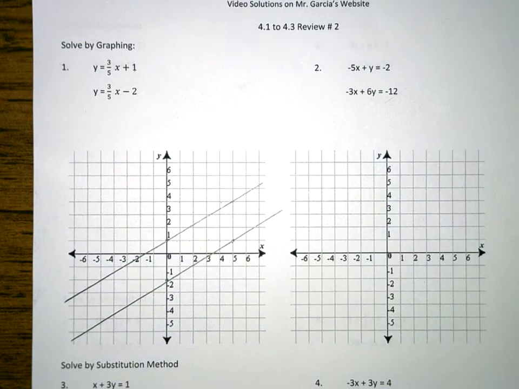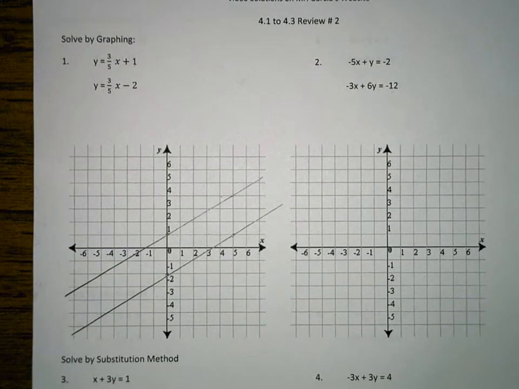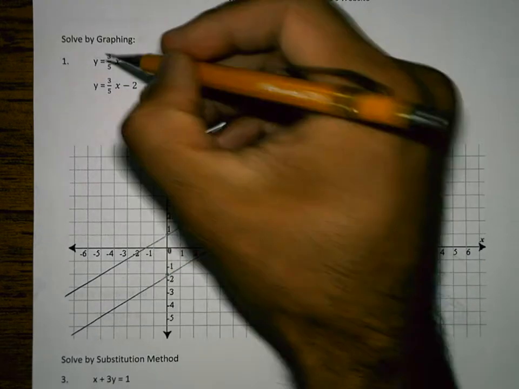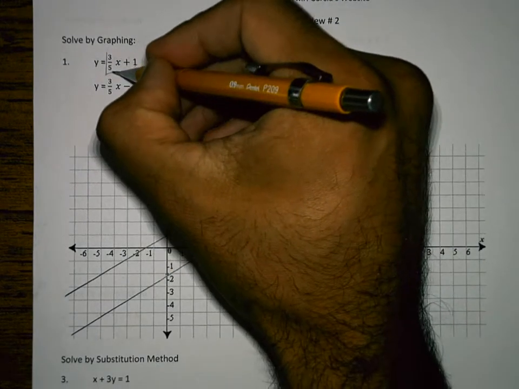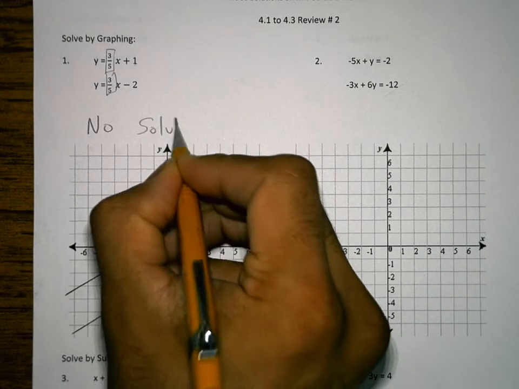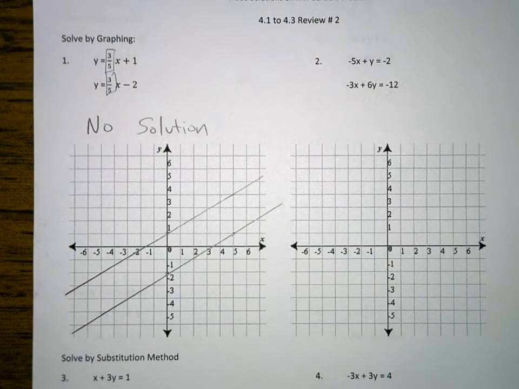Okay. And the solution is defined as the point at which they cross. And you can see that they don't. Hopefully you realized originally that the lines were parallel because they have the same slopes. So the answer to this is no solution. They do not cross.